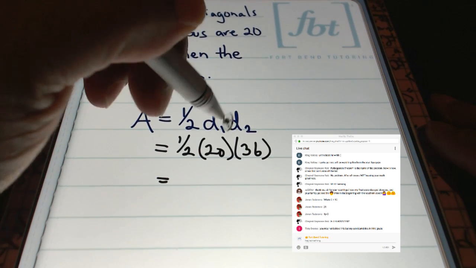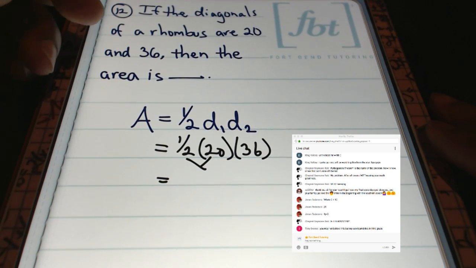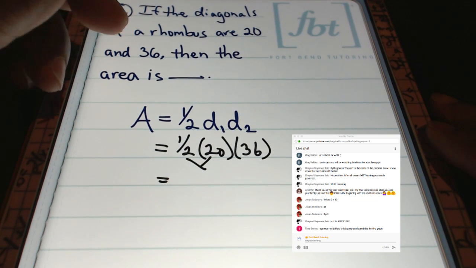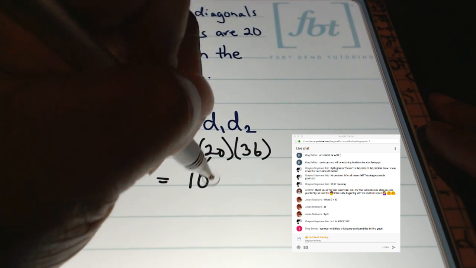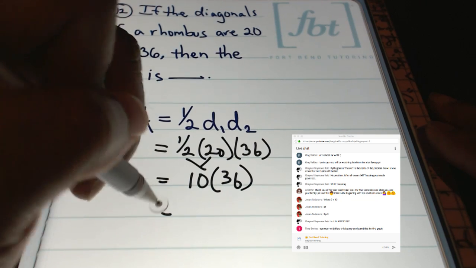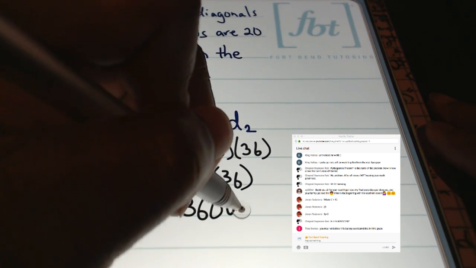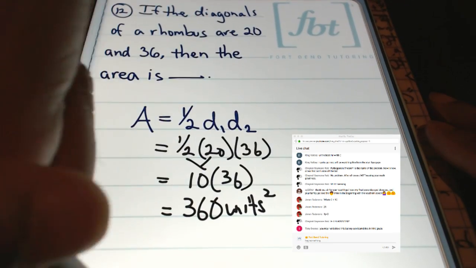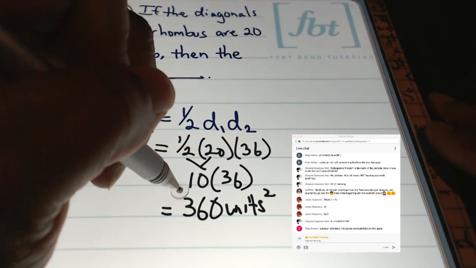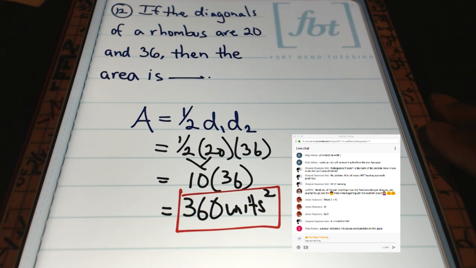Now, due to my laziness, I'll be taking half of 20 first because it's the easier number to deal with, to get the number 10 as a result. Now multiplying 10 times 36, we'll have a final answer of 360 units squared for your answer, guys. And I will red box it. Yeah. That's what's going on, guys.